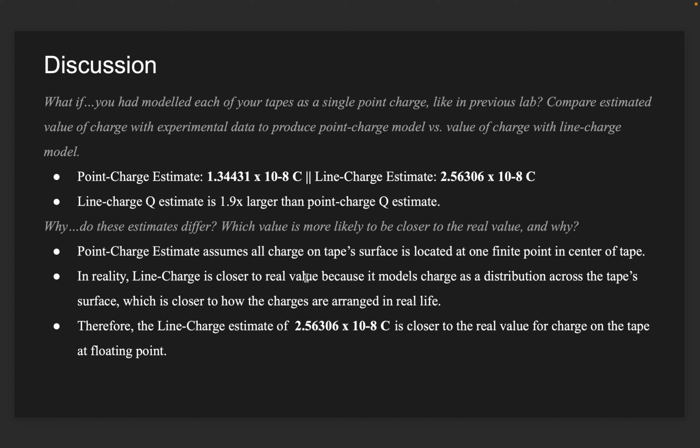It's because our point charge estimate assumes all of the charge on the tape surface is located at one finite point in the center of the tape, when in reality the line charge is closer to the real value because it models charge as a distribution across the tape surface, which is closer to how the charges are arranged in real life. Therefore, the line charge estimate is closer to the real value.